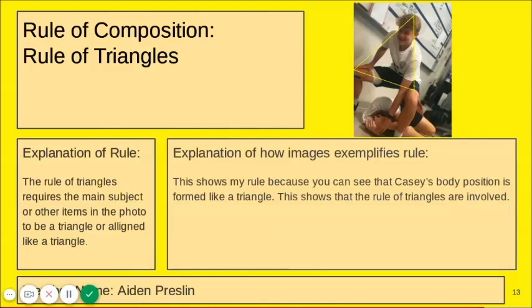Good evening, ladies and gentlemen, and this is Aiden Preslin with the rule of triangles. The rule of triangles requires the main subject or other items in the photo to be a triangle or aligned like a triangle. This image shows my rule because you can see that Casey's body is positioned like a triangle. This shows the rule of triangles.